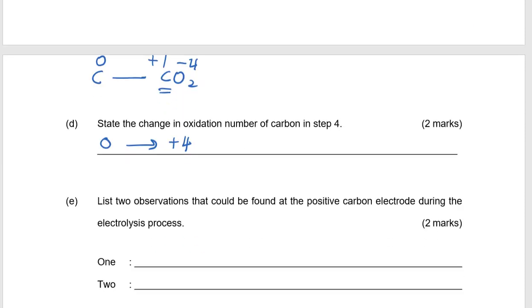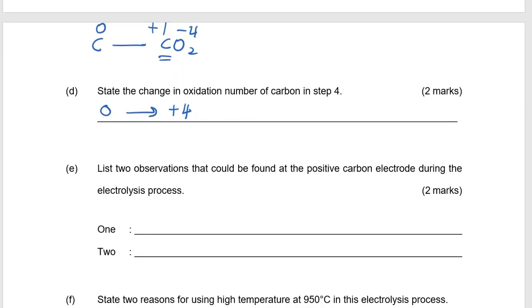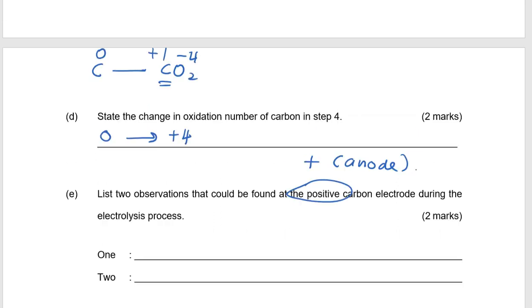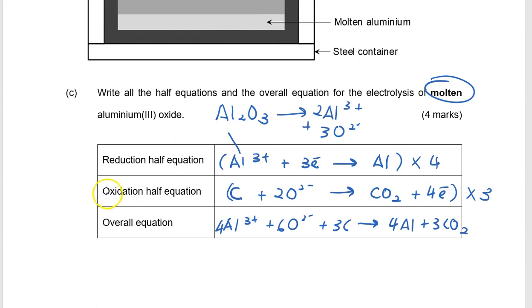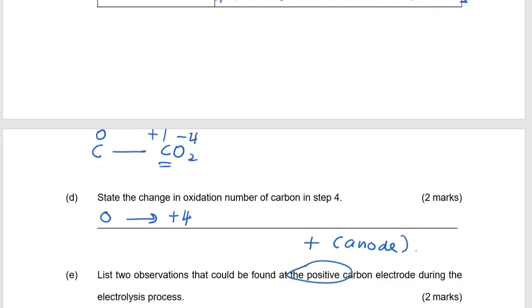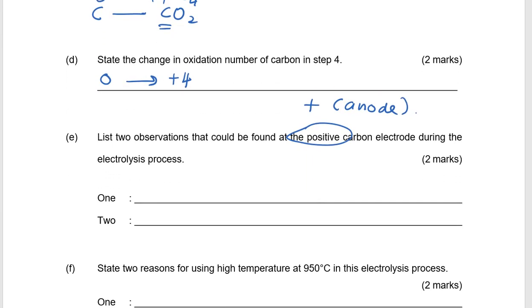Okay, let's look at what happens next. Okay, list 2 observations that could be found at the positive carbon electrode. Now I know most of the time you memorize positive as cathode, but remember this is electrolysis, so positive here means anode. Okay, and what happened at anode? Let's look at the equation. Anode is where oxidation occurs. So your carbon became carbon dioxide. So what's going to happen to your carbon electrode? Your carbon electrode is going to become thinner.